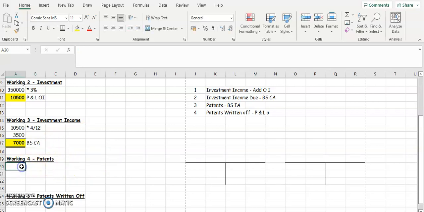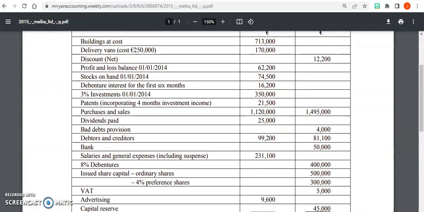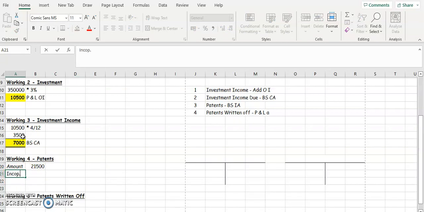Now the next thing is patents. We need to take it out of patents. So to take it out of our patents, we're going to add it back on, and I'll explain that to you in 1 second. So with our patents, we're going to go back to the trial balance, and we'll see how much our patents are. So patents here, incorporating 4 months investment income, is 21,500. Now I said to you we're going to add the patents back on. So this one that's incorporated, we're going to add that on, 3,500.